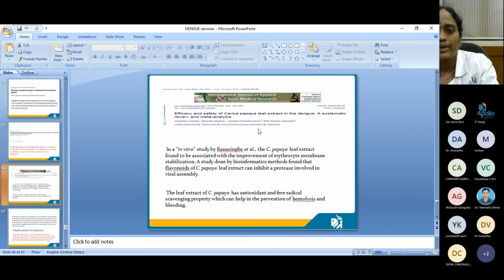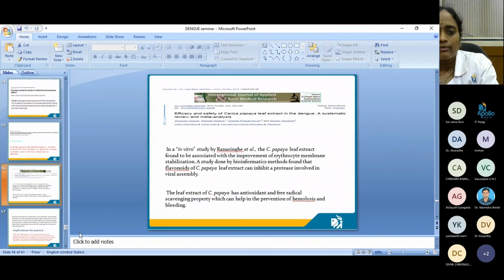I see the attendants of the patients at the bedside giving the juice of papaya leaves, the papaya fruit pulp, to all the patients. And is there any role of the Carica papaya pill, which is usually written for dengue patients? First, the Carica papaya leaf extract is a protease involved in the viral assembly. That is how it works. The second thing is it has antioxidant and free radical damage properties.